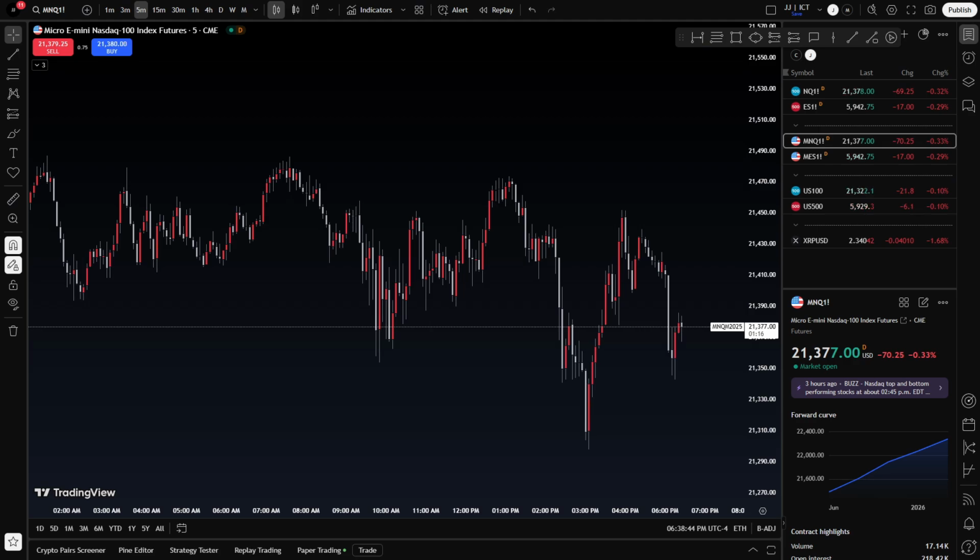Price isn't going as it should, okay? Because the definition of displacement is price moving fast while creating fair value gaps. That's all it is, and that goes for any time frame. But when there's a lack of displacement, that means price truly doesn't want to go anywhere.